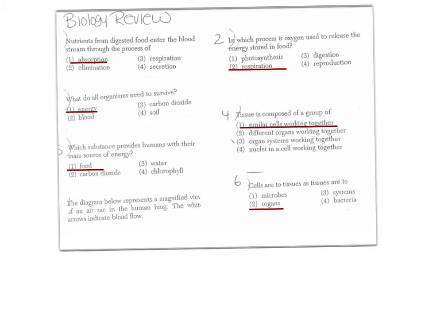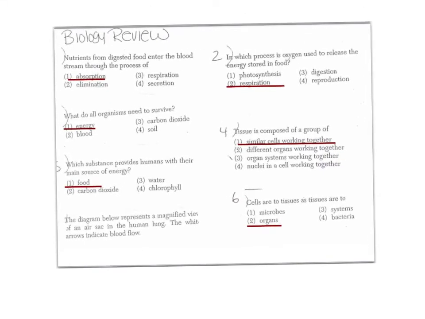On to biology. Nutrients from digested food enter the bloodstream through the process of absorption. Absorption is the process that digestion takes in order to get the nutrients into your bloodstream. It's just right out of your packet definition. Bio is a lot of memorizing what the functionality of different things are in your body. So you could have done process of elimination for that question as well.